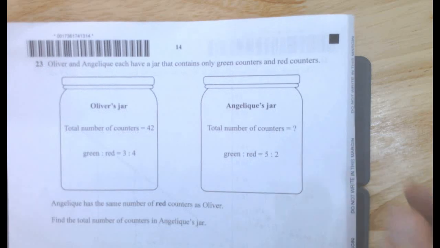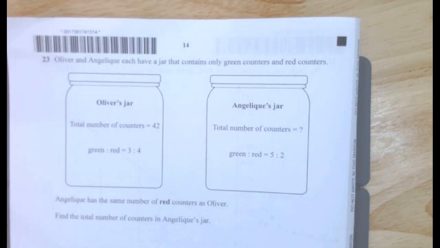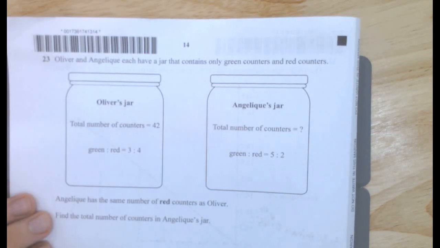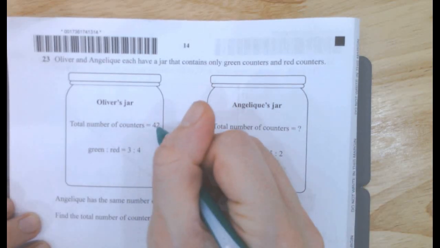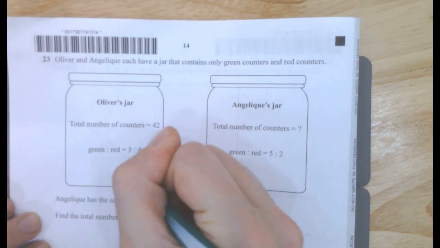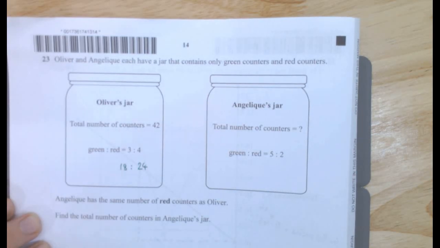Next, Oliver and Angelique each have a jar that only contains green counters and red counters. Okay, so Oliver's jar, the total number of counters is 42, green to red is 3 to 4. So 3 plus 4 is 7, 42 divided by 7 is 6, 6 3s are 18, and 6 4s are 24. So that's green and red are 18 and 24.